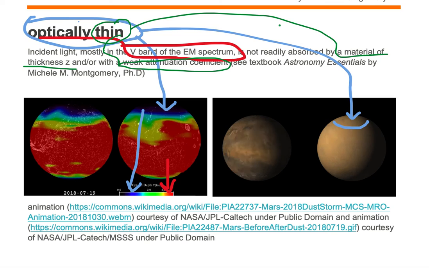Optically thin is when we want to have some visible light coming down to the surface, penetrate through the atmosphere, hit off the ground, come back out and into our eyes so we can see some surface features. So optically thin would indicate a thin thickness of dust and/or a weak attenuation coefficient. So we're able to see through the dust storm down to the surface and see surface features.